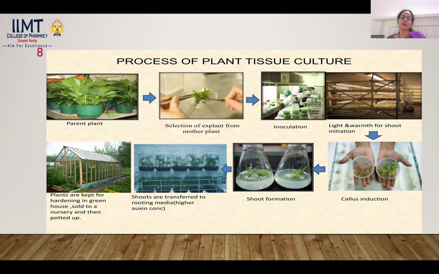These shoots formed will be transferred to rooting media, which consists of higher oxygen concentration. And at last, the plants are kept for hardening in a greenhouse or sold to a nursery and then potted up. So this is how we do the plant tissue culture procedure.